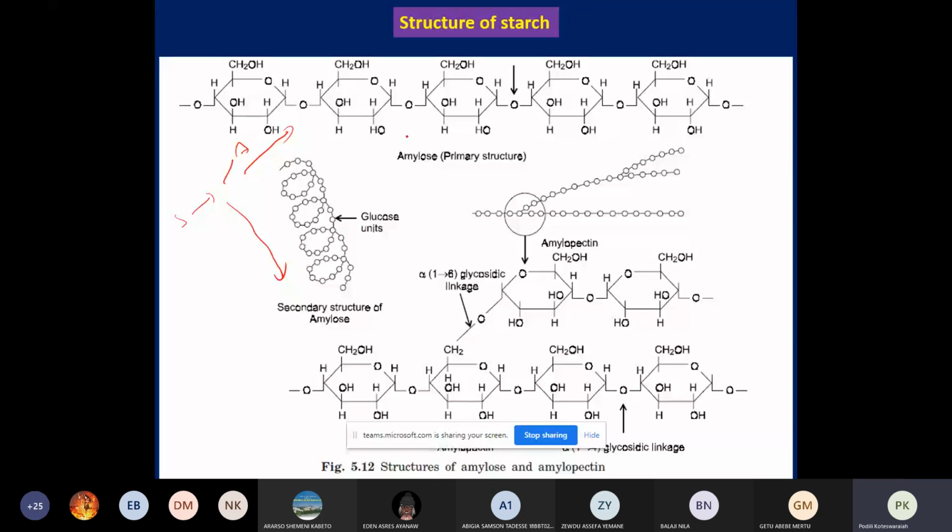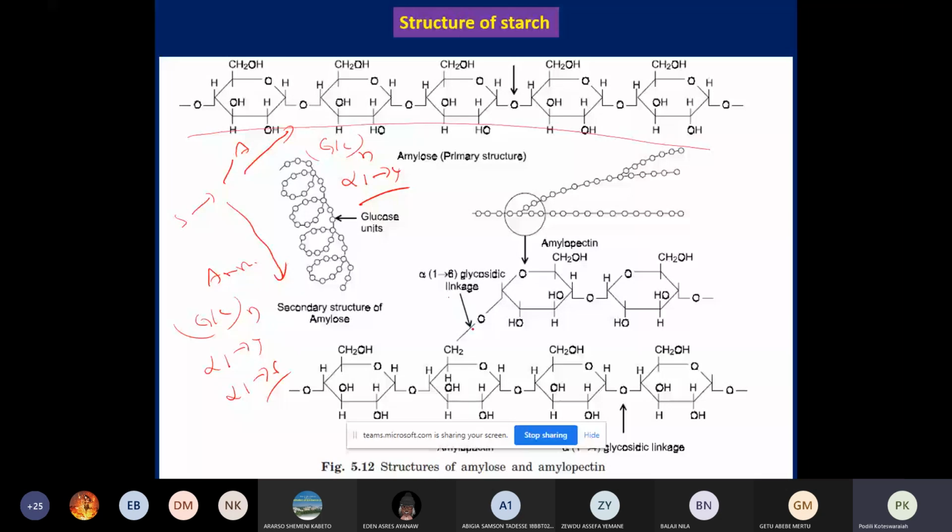Amylose is a linear polymer of glucose with alpha 1,4 glycosidic bonds, whereas amylopectin is a polymer of, again, glucose with alpha 1,4 as well as alpha 1,6 glycosidic bonds. You can also see here that amylose is a linear polymer, whereas amylopectin is a branched polymer. And you can see here the alpha 1,6 glycosidic bond.